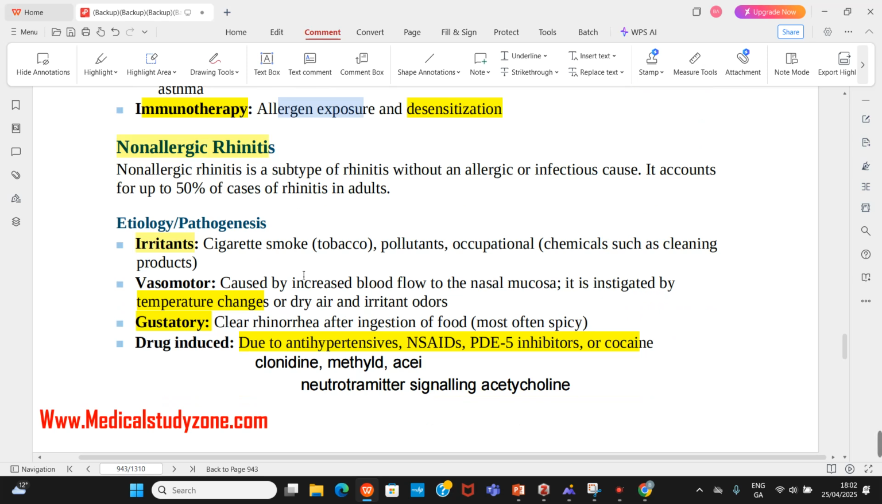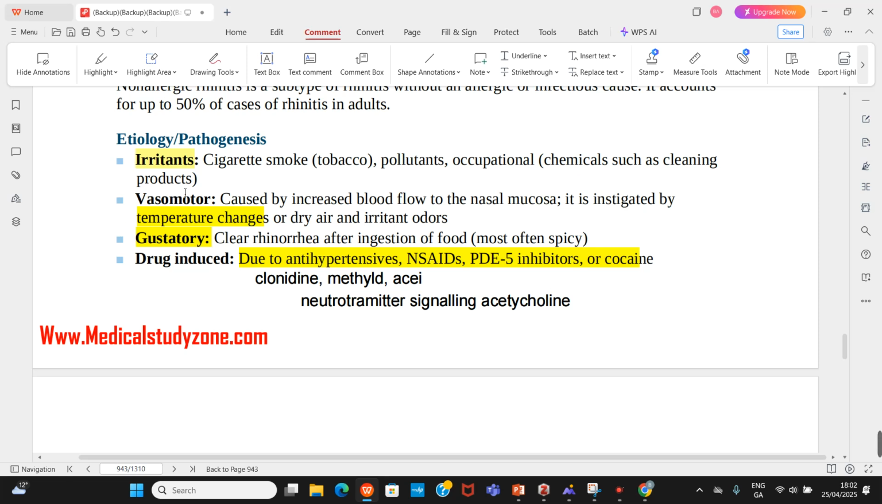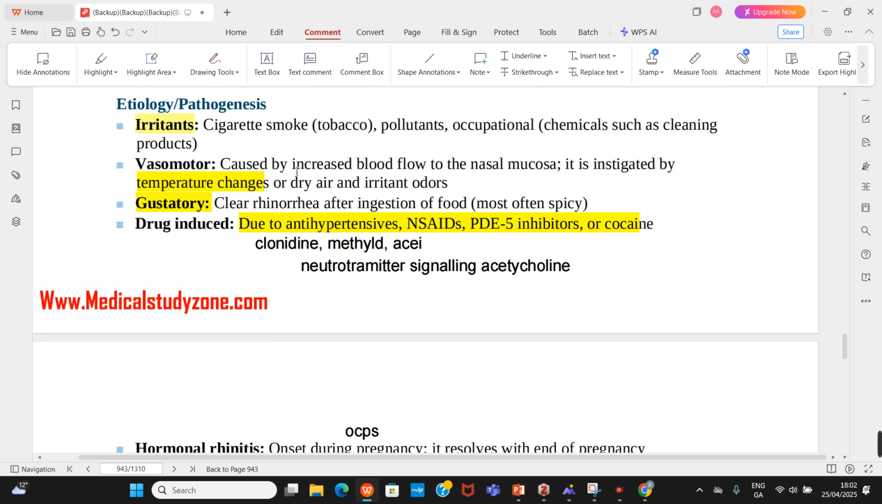So for the non-allergic rhinitis, there are different other things. It could include irritants, exposure to smoke. It's when they get exposed to smoke that they start developing that stuff. Or maybe when they go to work because they are exposed to certain chemicals or pollutants. Those are the irritant rhinitis. Then we have the vasomotor one, which is due to increased blood flow to the nasal mucosa. Why? Because of temperature changes or because they are exposed to dry air or irritant odors. That happens to people a lot. You see some people when they get exposed to something, their nose starts becoming watery. That's vasomotor rhinitis.